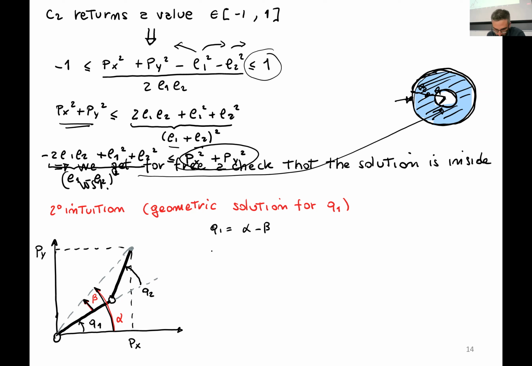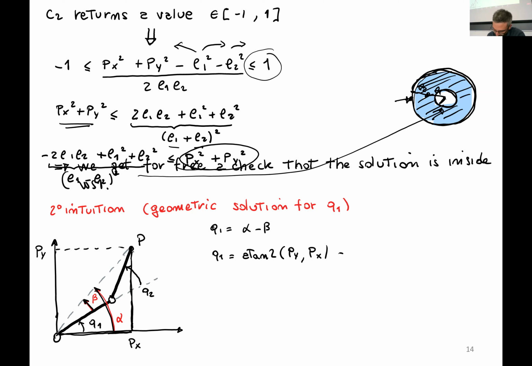And again, for the angle alpha, we can, for example, compute it using the Atan2 of what? Yeah, the point in the vector. Atan2, this is the angle alpha, so Atan2 of the Py component and the Px component.